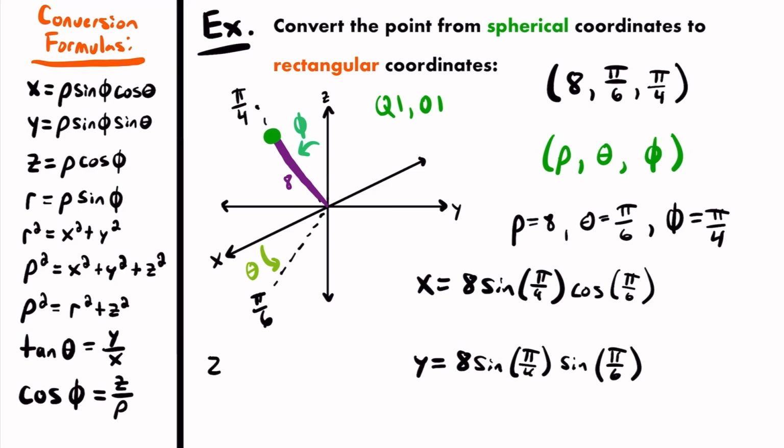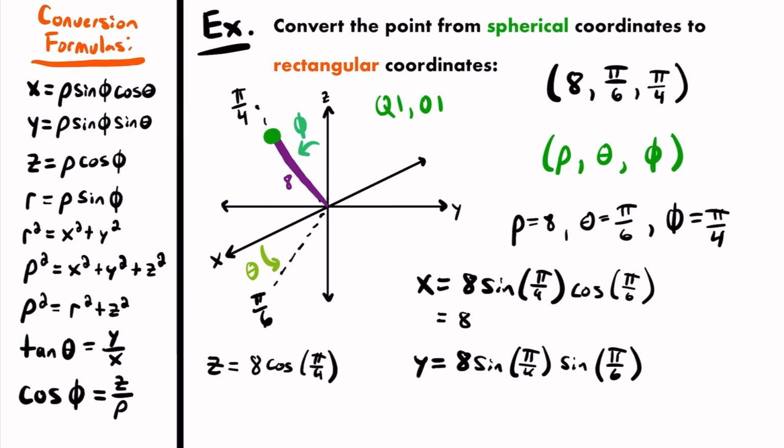And then finally, we'll have z is equal to rho, which is 8 times cosine of phi, which is pi divided by 4. Okay, so now if we simplify, I'll start with x. Sine of pi divided by 4 is a square root of 2 divided by 2, and cosine of pi divided by 6 is a square root of 3 divided by 2.